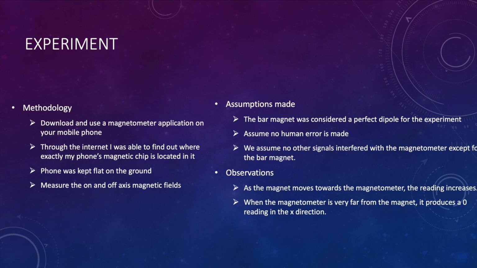for the bar magnet. Observations: as the magnet moves towards the magnetometer, the reading increases, and when the magnetometer is very far away from the magnet in a different room, it produces a zero reading in the x direction. The most important observation within this experiment is that when the magnet moves towards the magnetometer, the reading increases. This shows us that the magnetometer in the phone is working correctly and can help us produce data.